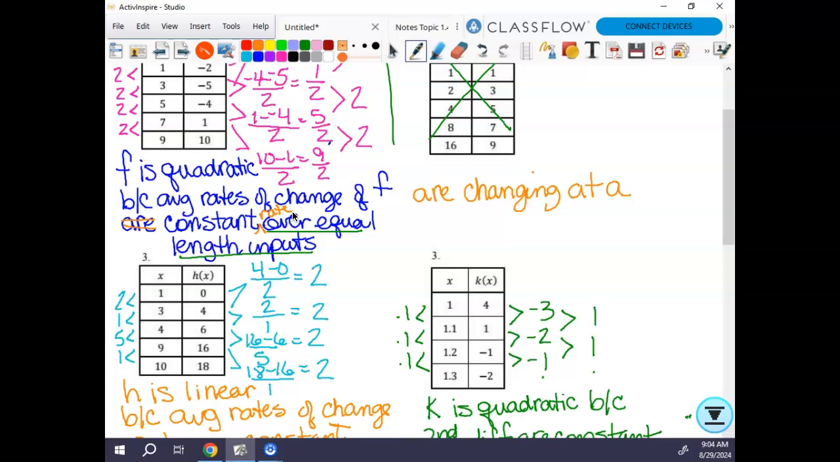Does that make sense why I have to say that? The average rates of change are changing at a constant rate. The rate at which they're changing is constant, not the rate itself.